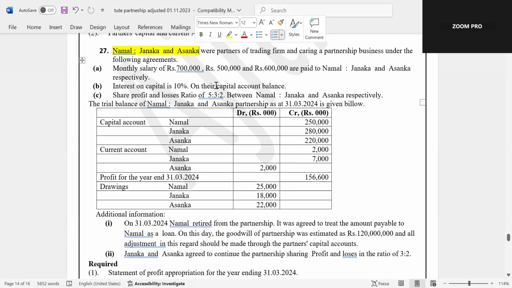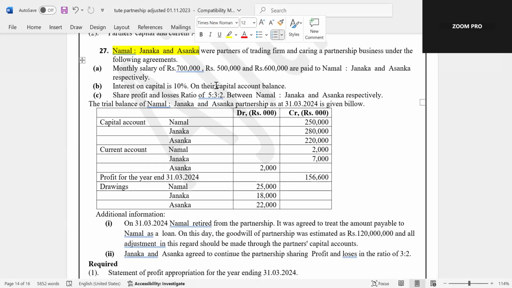It is not given as on their opening capital account balance. Now we have to decide which balance to base it on. What does the theory say? If admission or retirement is given at the beginning of the year, interest on capital should be calculated based on their closing capital account balance. And if admission or retirement is given at the end of the year, interest on capital should be calculated based on their opening capital account balance. So here we base it on the opening balance.